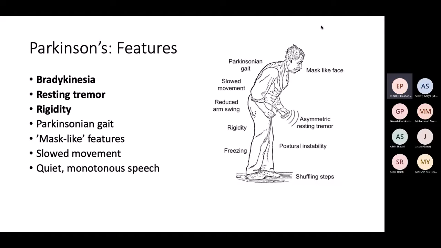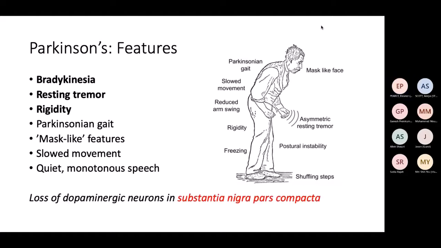Mask-like features, they've got quite an expressionless face. Their movement is generally slower, and that's another way of saying bradykinesia, really. And they've often got quiet, monotonous speech. And the slow movement affects things like writing. So they get micrographia, where their writing is very, very small. And Parkinson's pathology is all related to a loss of dopaminergic neurons in the substantia nigra pars compacta. So that's just a point to remember for exams.